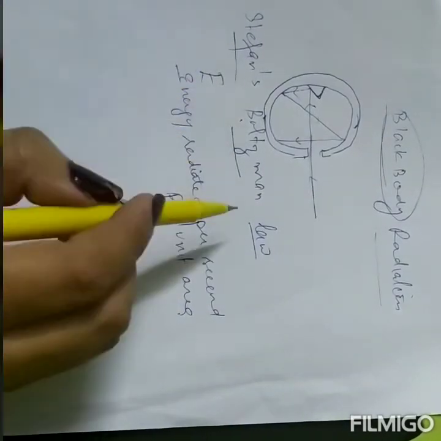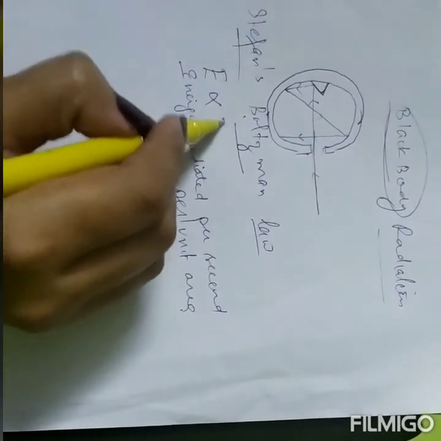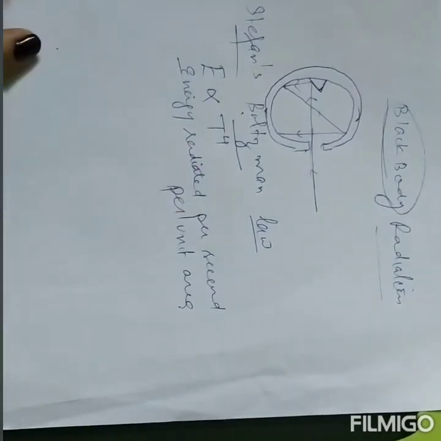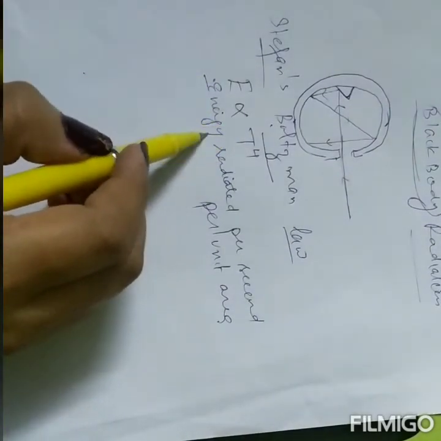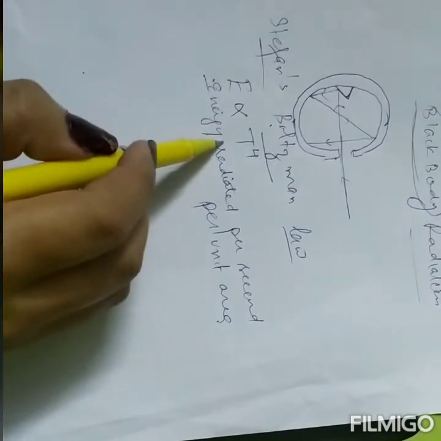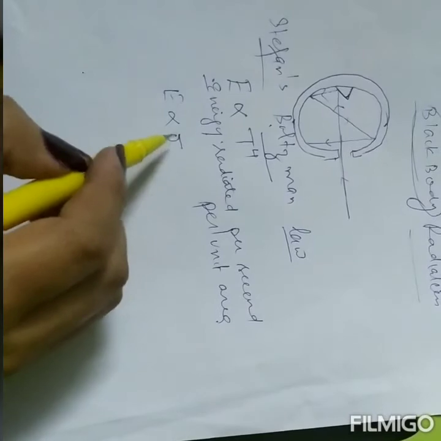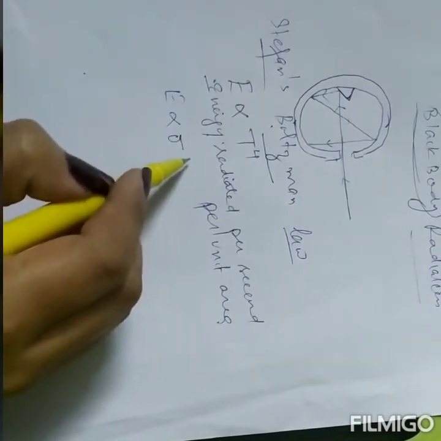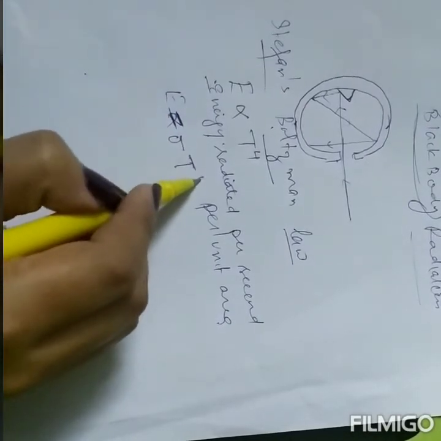Okay, so for a black body, the energy radiated per second per unit area is directly proportional to the 4th power of temperature. This was the Stefan-Boltzmann law, based upon their observation that energy radiated is directly proportional to the 4th power of its temperature for a black body. When you remove the proportionality sign, there comes a constant called sigma. This is your Stefan's constant. E equals sigma T raised to power 4.